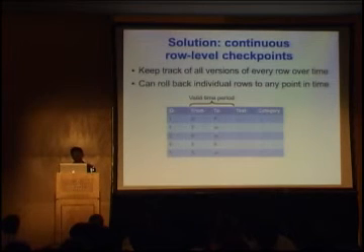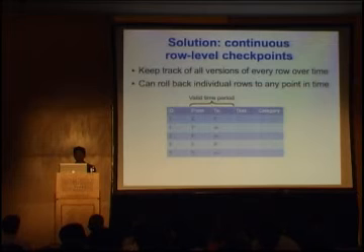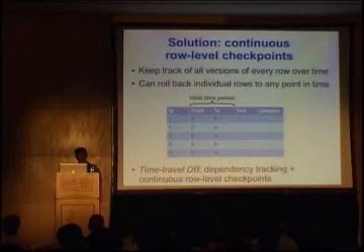So to implement this, we keep track of all versions of every row, and this allows us to roll back individual rows to any point of time in the past. And we add 2 columns to every row, which indicate the time interval within which that particular version of the row was valid. So for example, the row with ID 1 has 2 versions, one from a time interval 2 to 7, and the second from 7 to infinity, indicating that the second version is the current version of the row. So Warp implements a time travel DB that combines precise dependency tracking of SQL queries and continuous row level checkpoints.